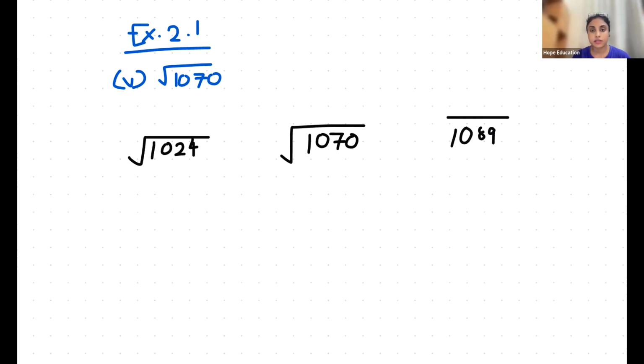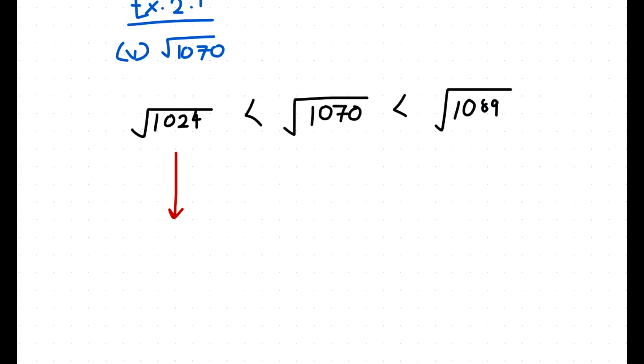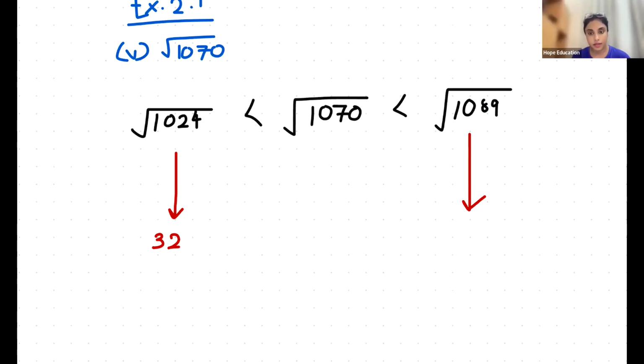So we know that this is greater, this is greater. Then tell me, what is the square root of 1024? 32. Yes, very good, 32. And now 1070 is what we are going to find out. What is the square root of 1089? 33. Okay, yes, 33. Good.